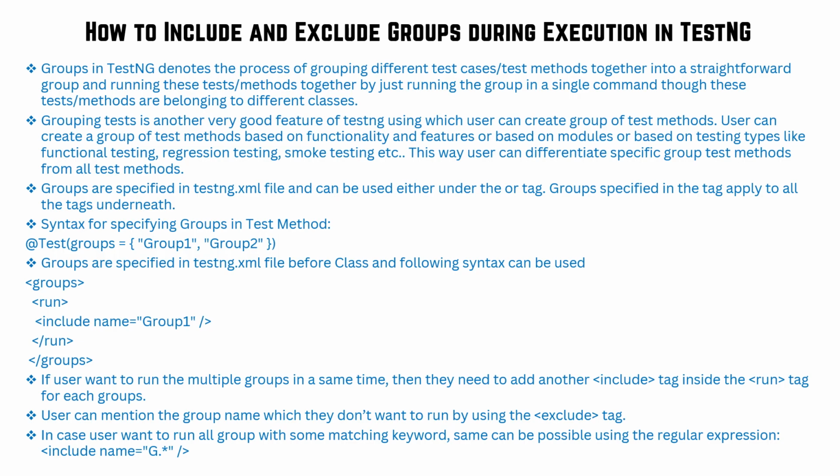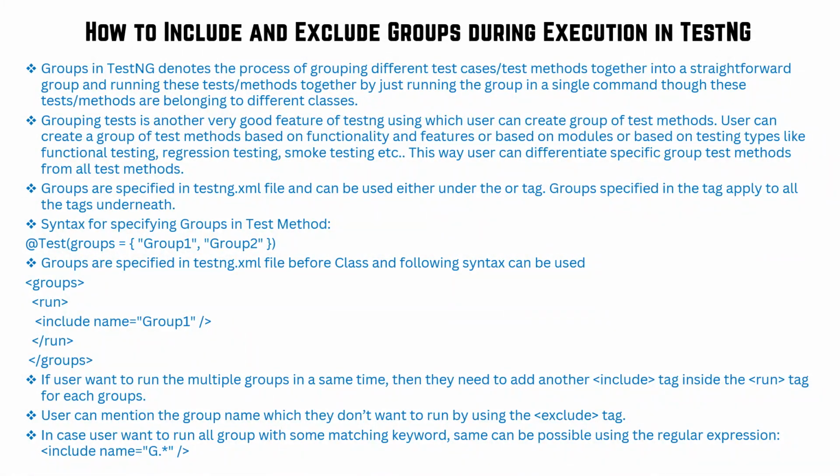So grouping tests is another very good feature of TestNG, using which a user can create a group of test methods based on the functionality and features, or based on the modules, or based on the testing type like functional testing, regression testing, smoke testing, etc. This way the user can differentiate specific group test methods from all the test methods. Groups are specified in the testng.xml file and can be used under the suite tag or the test tag; a group specified in the tag applies to all the groups underneath.